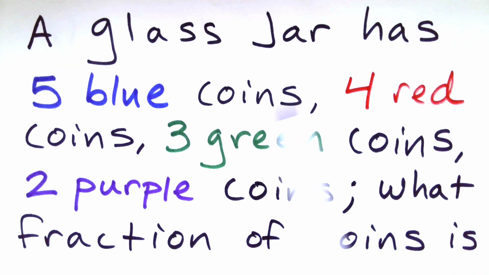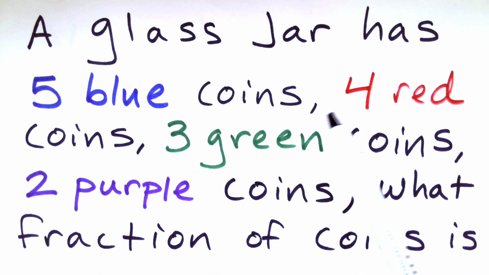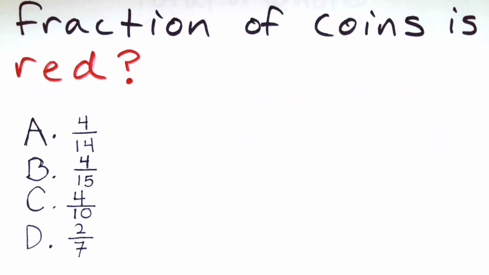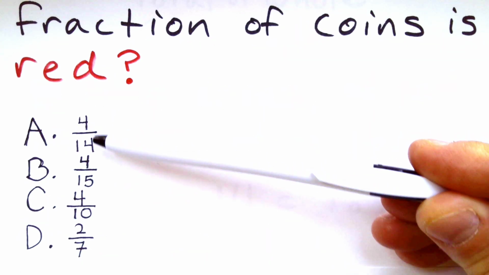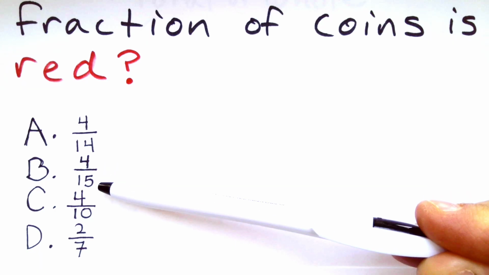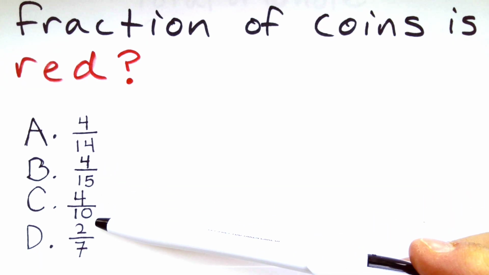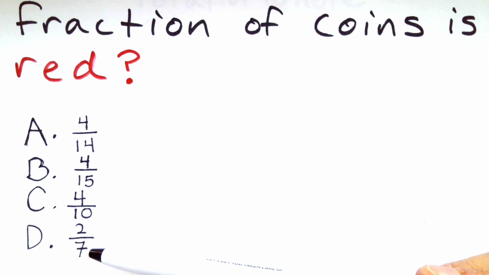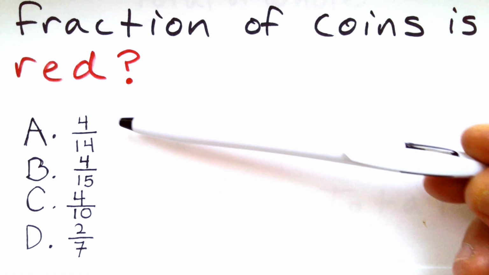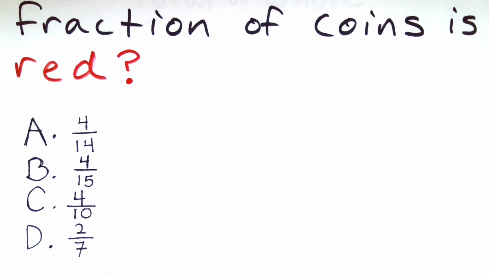A glass jar has 5 blue coins, 4 red coins, 3 green coins, and 2 purple coins. What fraction of coins is red? A, 4/14, B, 4/15, C, 4/10, or D, 2/7. I want to show you a test-taking strategy in just looking over these different options, A, B, C, and D.